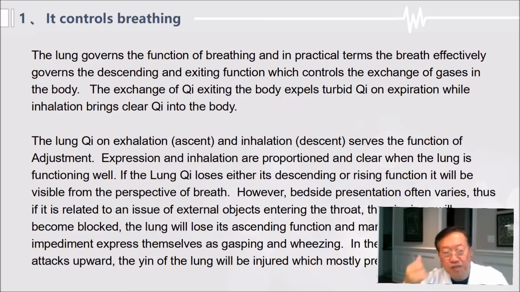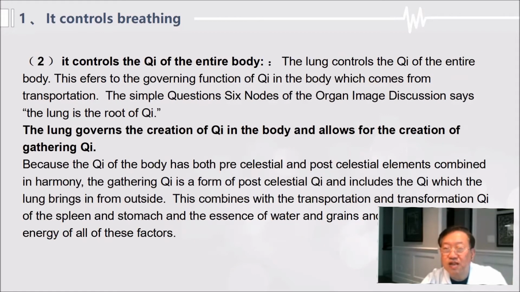However, the presentation often varies. Thus, if it is related to an issue of external objects entering the throat, the air pipes will become blocked. The lung will lose its ascending function, and many forms of chest impediment express themselves, such as gasping and wheezing. In the case that liver qi attacks upward, the yin of the lung will be injured, which mostly presents as cough.